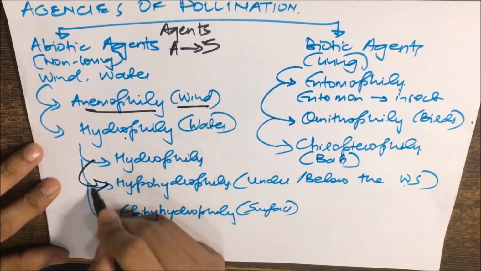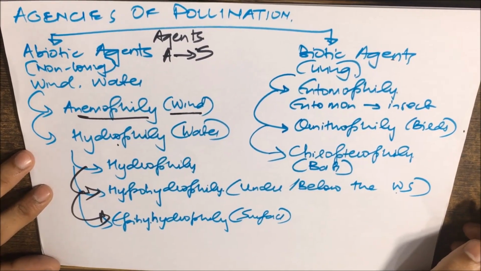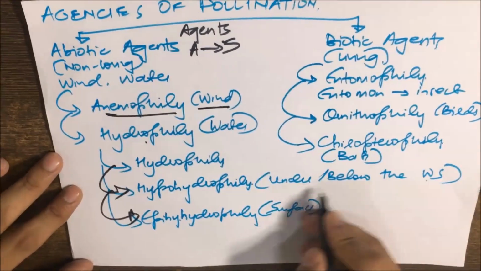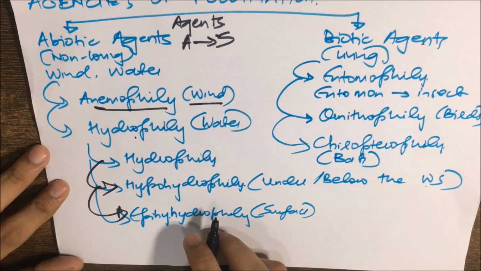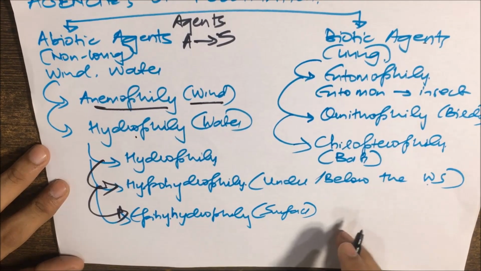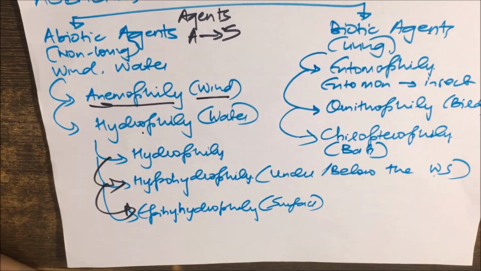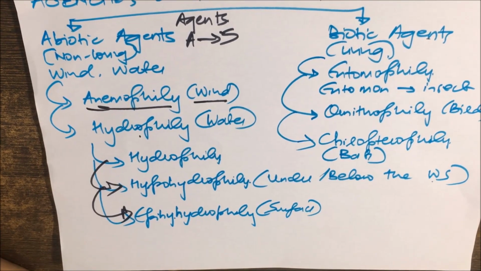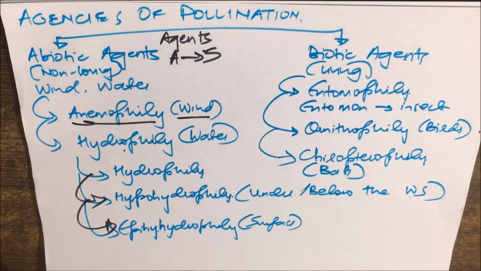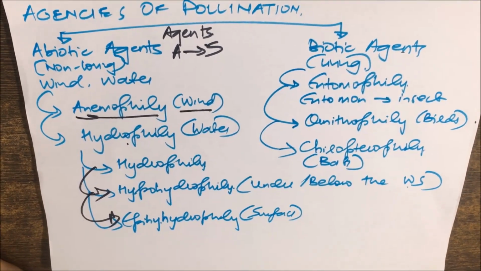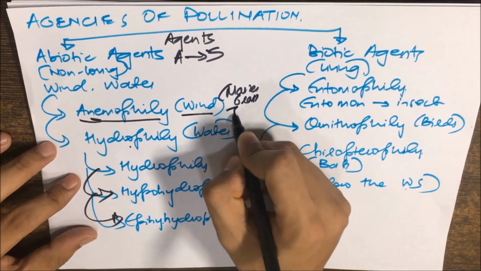Hydrophily is further classified into 2 types, which are hypohydrophily and epihydrophily. Hypohydrophily is the type of hydrophily wherein transfer of pollen grains takes place below the surface of water, while in epihydrophily, the transfer takes place on the surface of water. Anemophily is the transfer of pollen grains through wind, wherein the pollen grains produced are large in number, are smooth, and are lightweight to facilitate transfer by wind. Anemophily is generally observed in plants like maize, grass, jowar, and sugarcane.